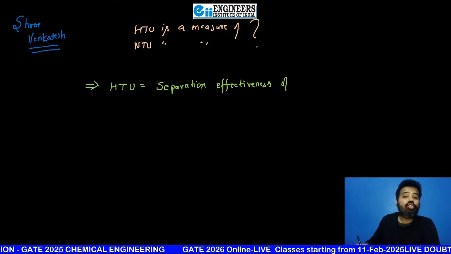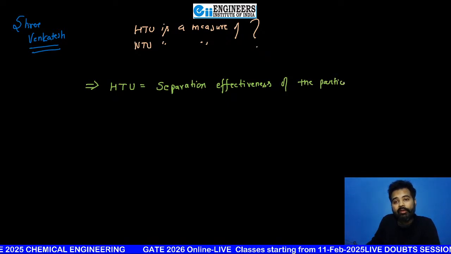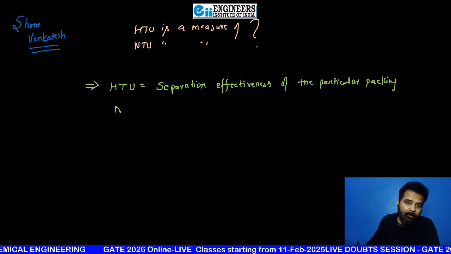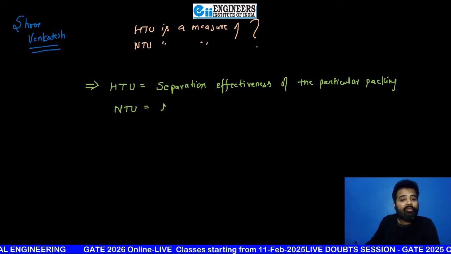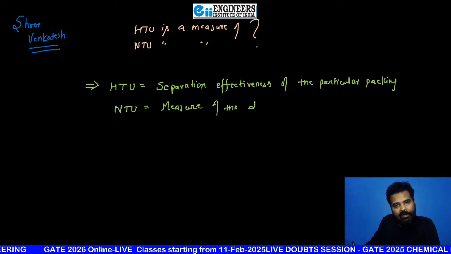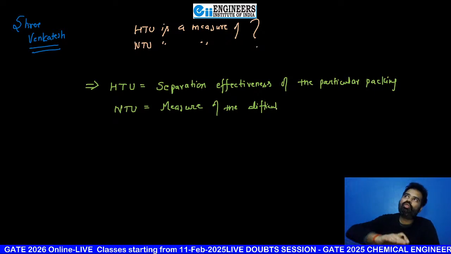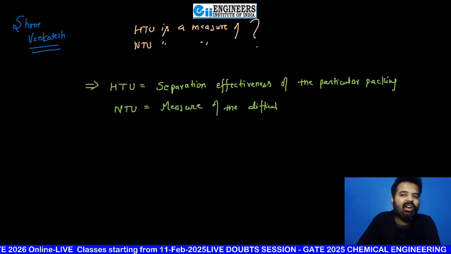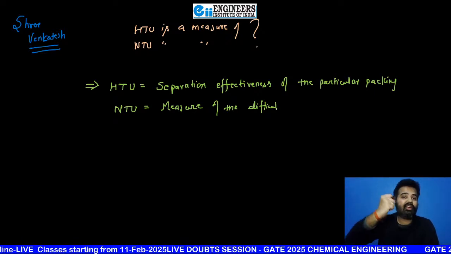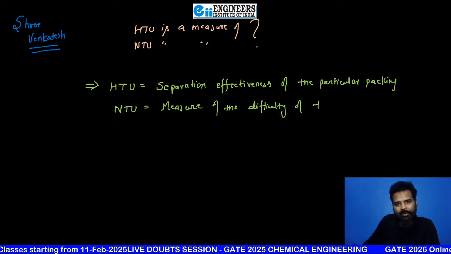Effectiveness. And as I told you, for a particular packing. Okay, my dear student. If I am writing about NTU beta, then this is a measure of the difficulty of the separation. Why am I saying difficulty, not easiness? Because if NTU increases, that means your operation, your separation, is difficult. So you are measuring NTU, more NTU means a more difficult separation. So it is a measure of the difficulty of the separation.